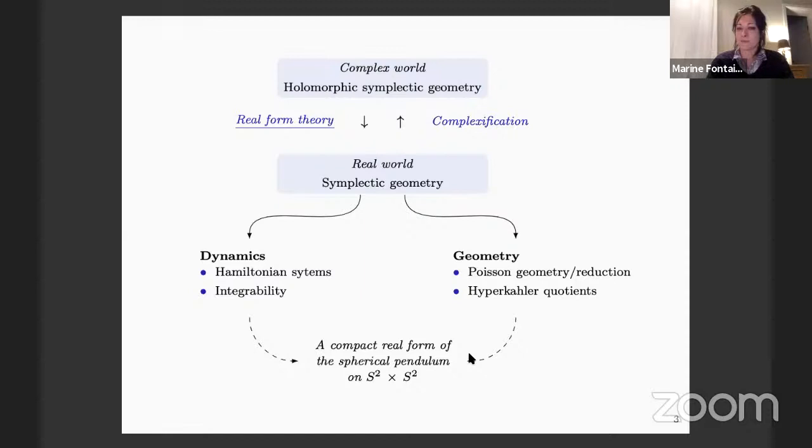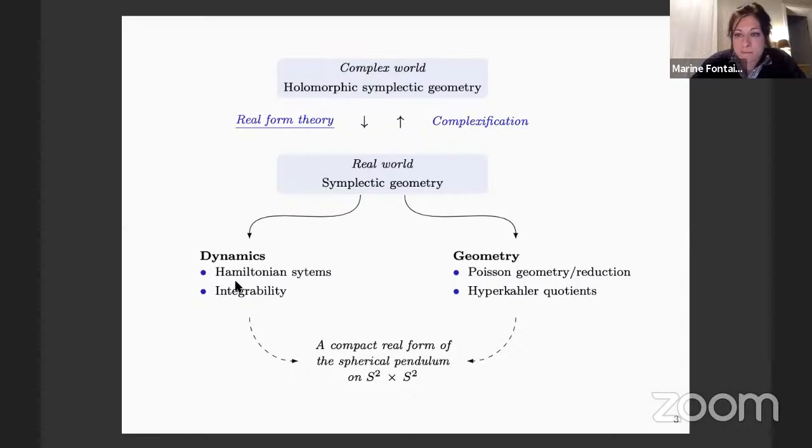As I said, we are not really doing complexification of the object. We already suppose that we have a holomorphic manifold which is fixed, and we try to obtain a real system out of it. There are two parts to this work. One part has to do with dynamics: for a holomorphic Hamiltonian system, how do you get a real one, and what happens if you have an integrable system?